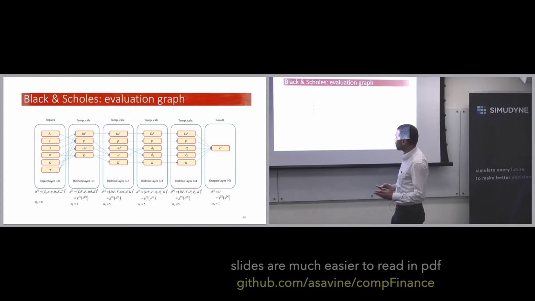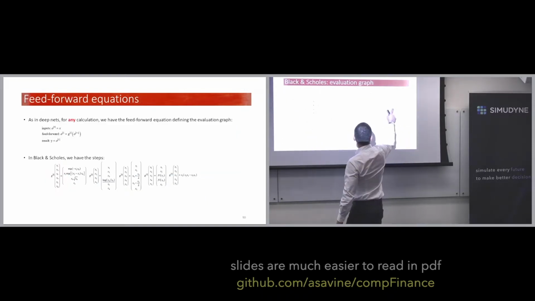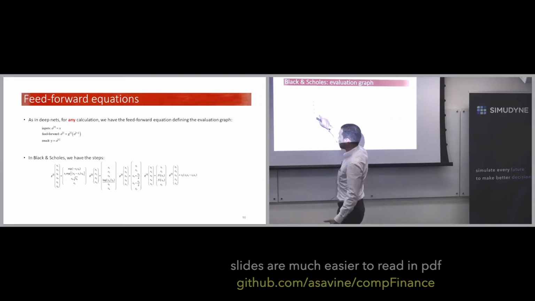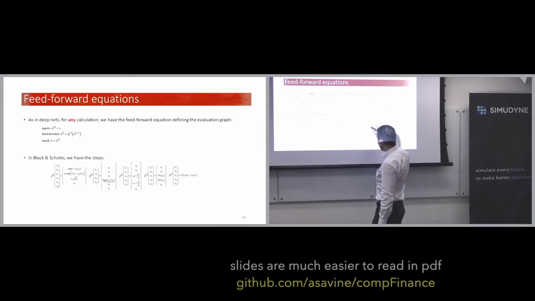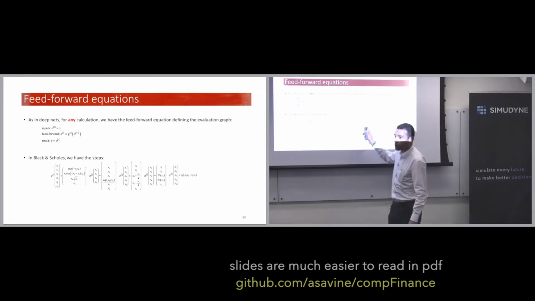So what's the point of doing that? Because I could have done it in only one layer. I could have said that my call price is the Black-Scholes function applied to these 6 guys. And then I have it all in only one layer. So what's the point? The point is that all my layer-to-layer functions, if I split my calculation into small enough pieces, all these calculations become trivial.